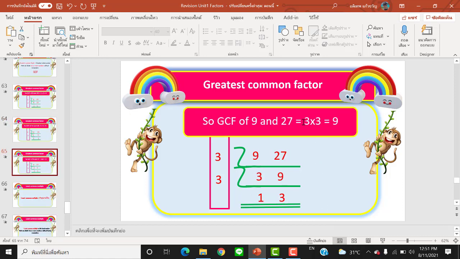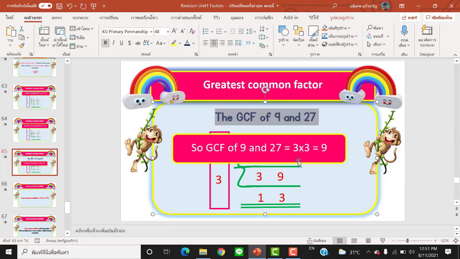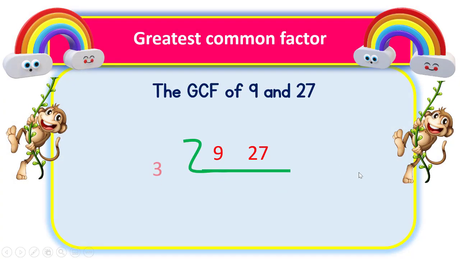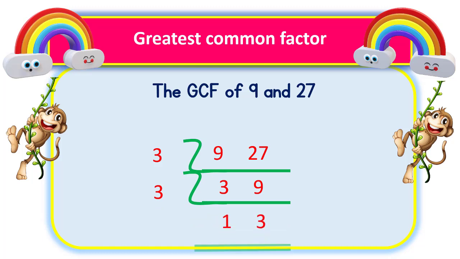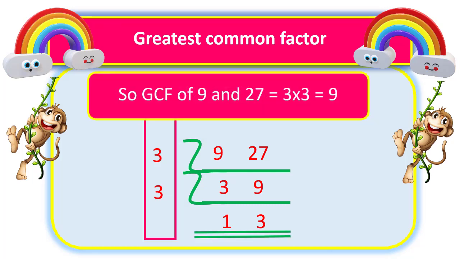Okay, next. The greatest common factor of 9 and 27. So 9 divided by 3 is 3 and 27 divided by 3 is 9. Next, 3 divided by 3 is 1 and 9 divided by 3 is 3. Okay, so the greatest common factor of 9 and 27 is 3 times 3 and it is equal to 9. Alright, this is the greatest common factor.